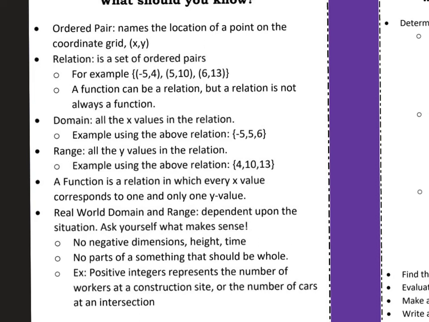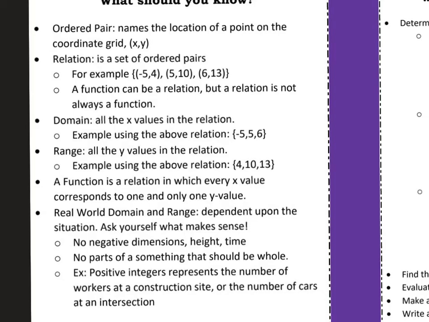So we need to know about coordinates, right? So specifically an ordered pair. An ordered pair gives us basically a location on a grid for a point. We should also know about what a relation is. So it's a set of ordered pairs or points. And sometimes relations can be functions, right? If they follow the definition of a function, but not all relations are functions.